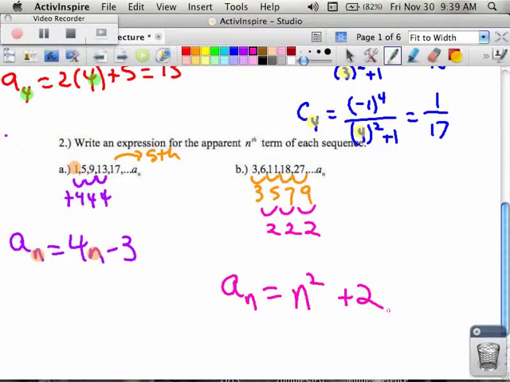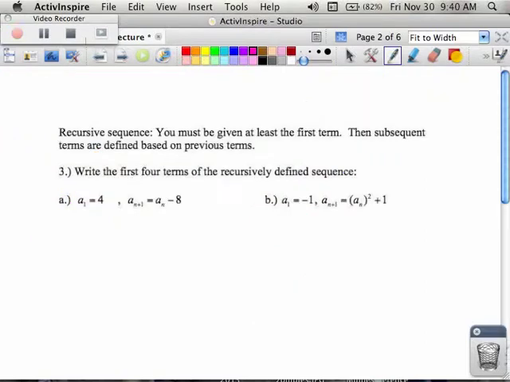So if I want the fifth term, the fifth one, 5 squared is 25 plus 2, and I see the 27. Aha! And now to Tristan's question. Recursion. How many terms am I supposed to be writing? 4. Good reading, Joe.